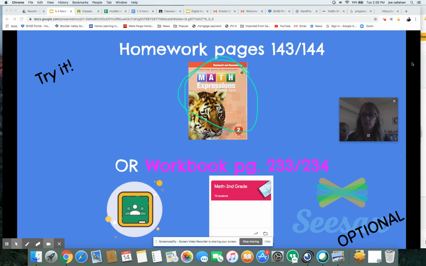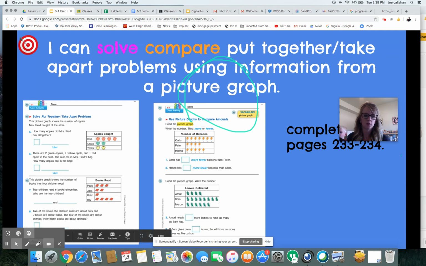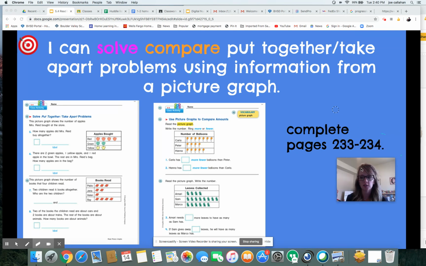Do you think that you met the target today? Do you think that you solved and compared problems using information from a pictograph? We sure got started together comparing information and data that you have, but I can't wait to see your practice of this target as you move on to the practice pages that are either in your workbook or Google Classroom. Rewind the video just a teeny bit if you forget which pages those were.